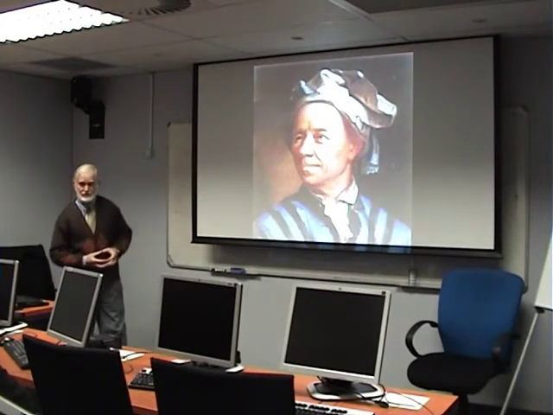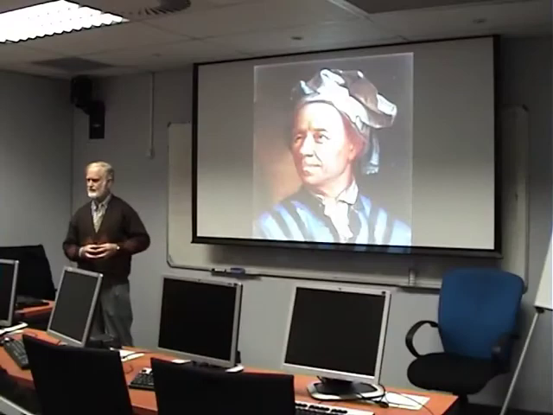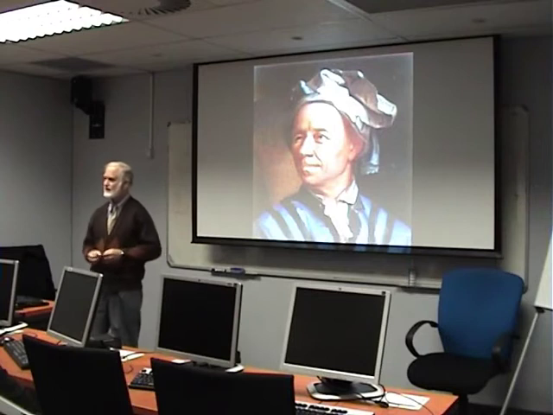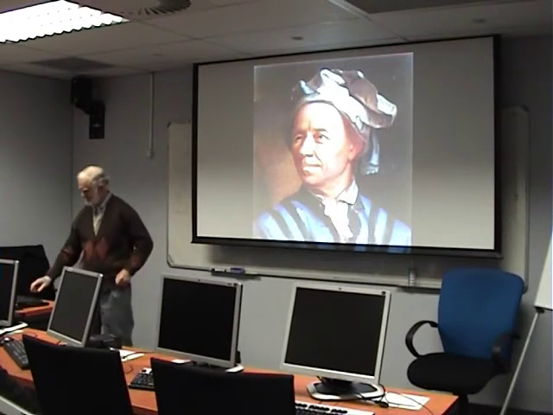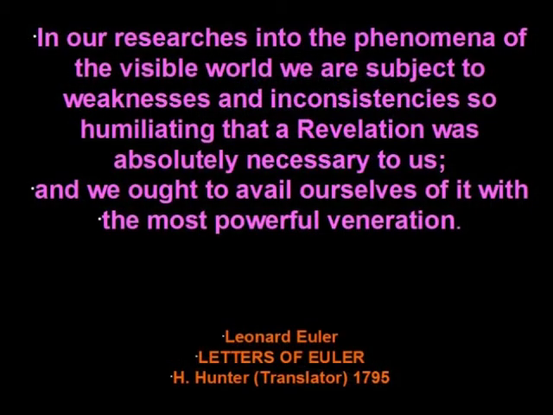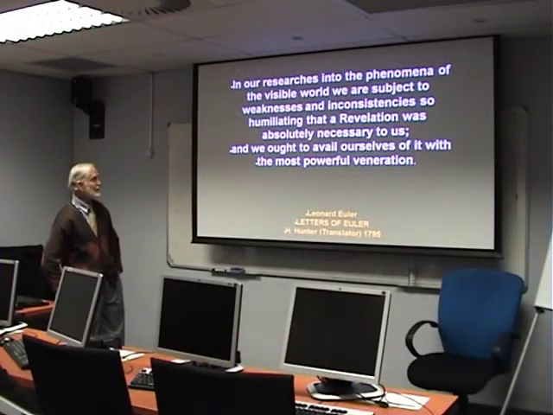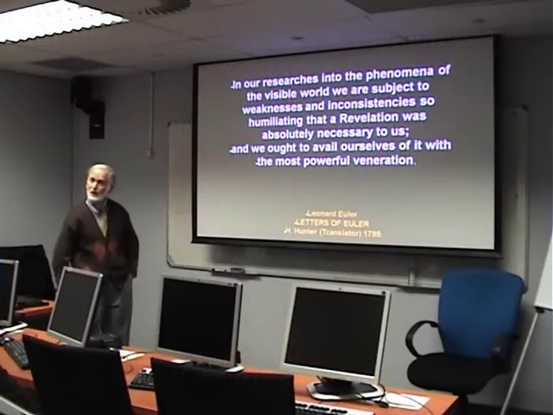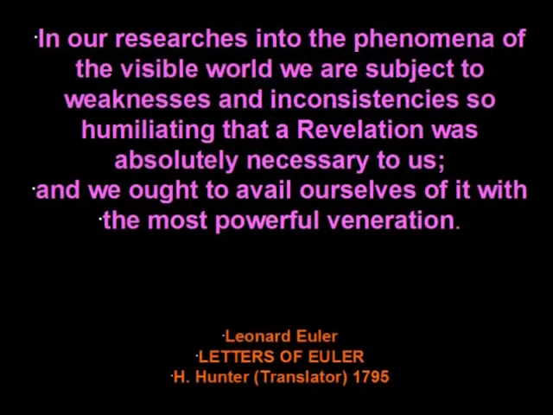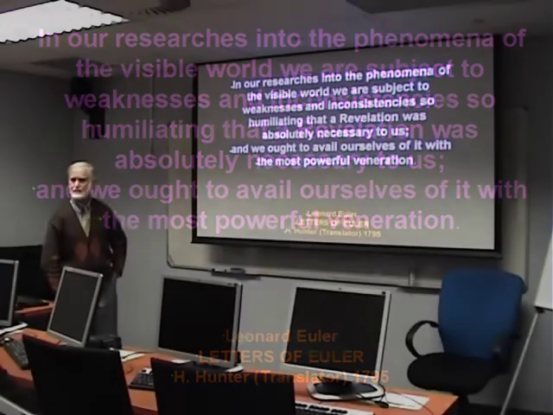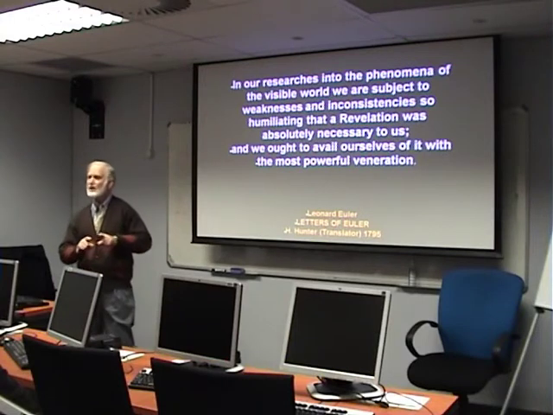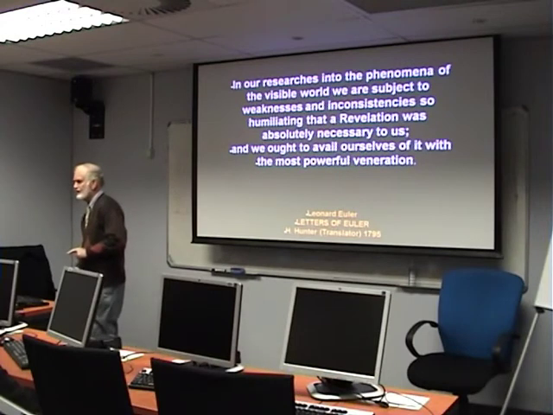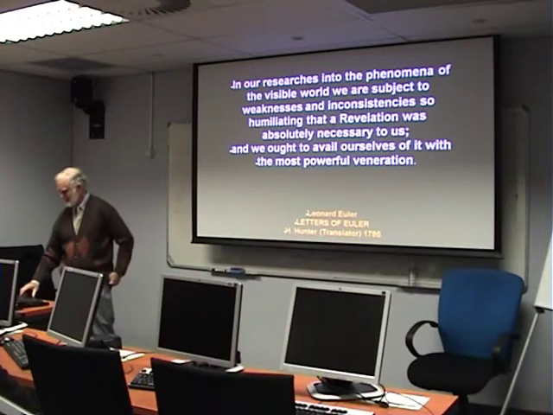Now, we looked earlier at this brilliant scientist, Leonhard Euler, who did an amazing amount of original research. More papers published than any other scientist, and it's all fundamental, valuable stuff. And he said, in our researches into the phenomena of the visible world, in other words, in doing science, we are subject to weaknesses and inconsistencies. We make mistakes. So humiliating that a revelation with a capital R, he's talking about the Bible, was absolutely necessary to us, and we ought to avail ourselves of it with the most powerful veneration. The only way we can keep from going off the track in science as well as in anything else is to follow what the Bible says.